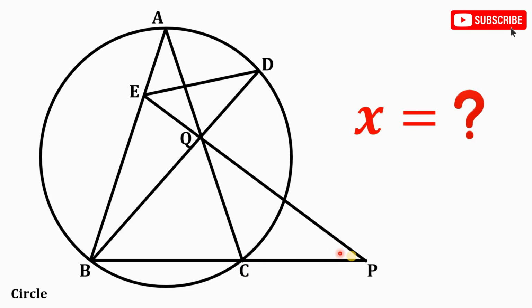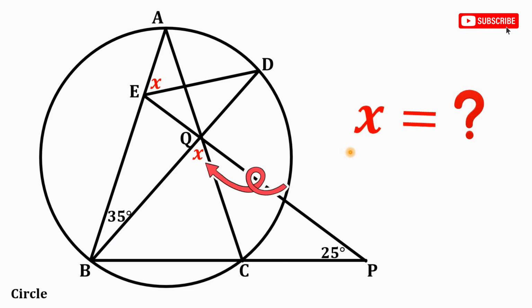Now, this angle right over here is 25 degrees, and this angle right over here is 35 degrees. And this angle AED measures X degrees, and this angle DQC is also X degrees. The question: what is the value of this angle X?